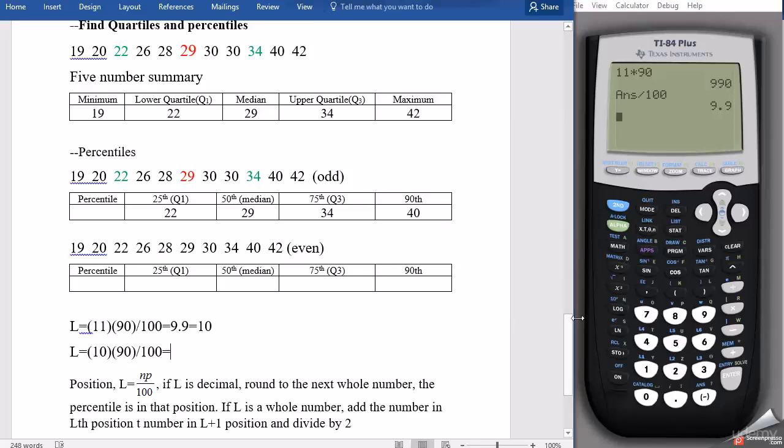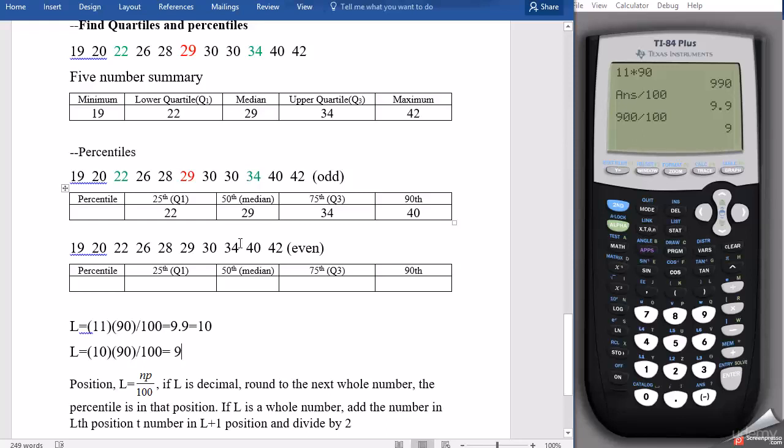So let's do it right here. That should be 10 times 9 is 900, divided by 100 is 9. So what we get here is a 9. So now we get a whole number. What we do when we get L as a whole number is to find the number in the 9th position. 1, 2, 3, 4, 5, 6, 7, 8, 9.